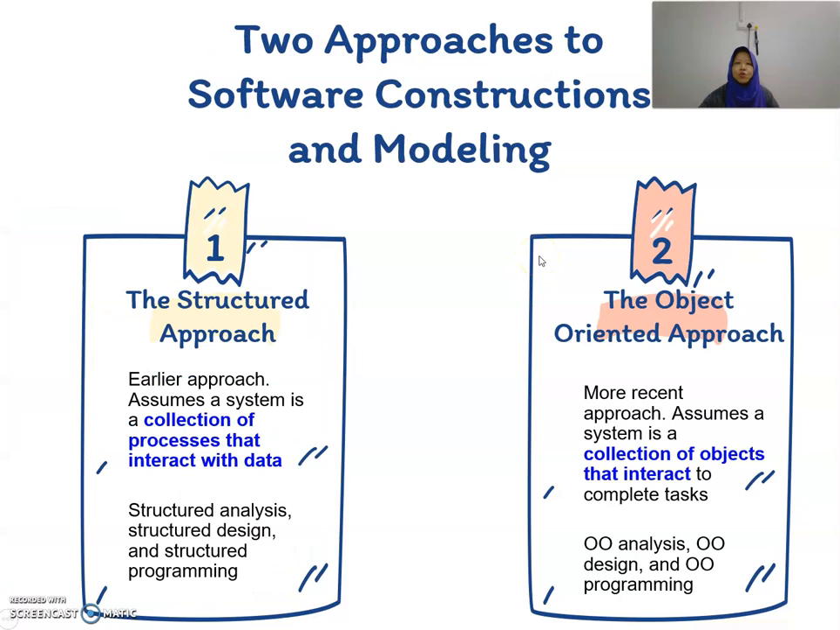So we have two approaches to software construction and modeling. The first one is the structured approach. The second one is the object-oriented approach. For the structured approach, the earlier approach assumes a system is a collection of processes that interact with the data. So we have structured analysis, structured design, and structured programming.